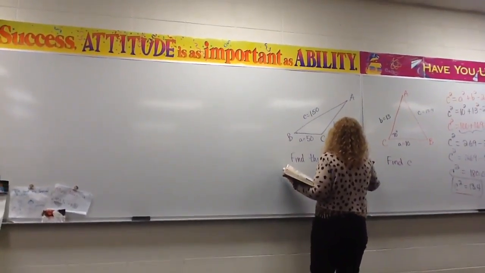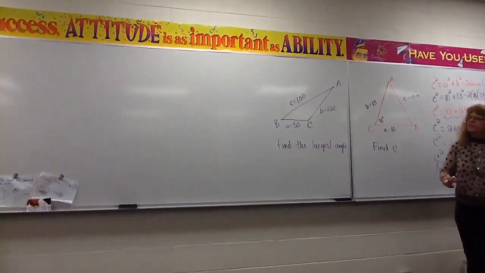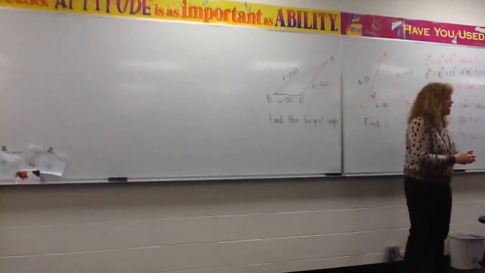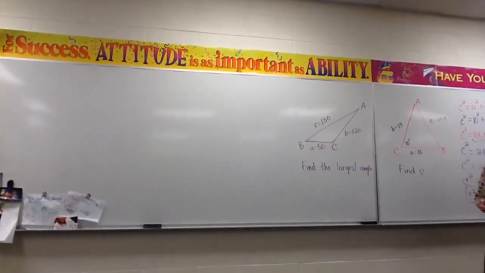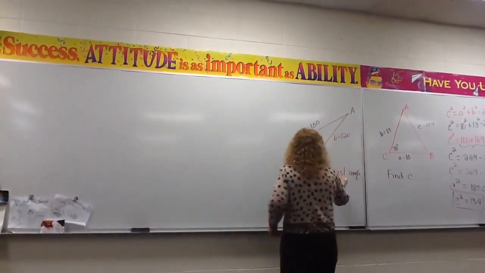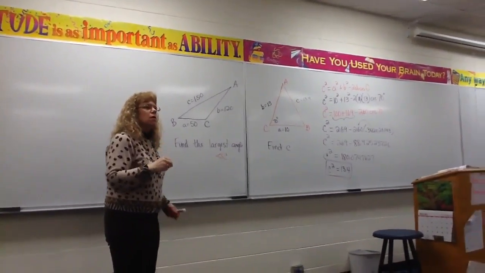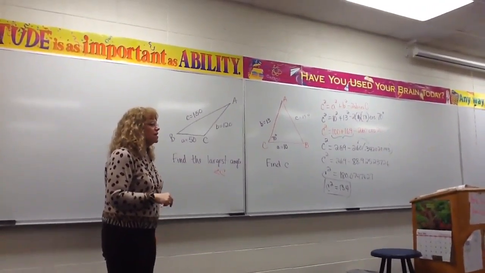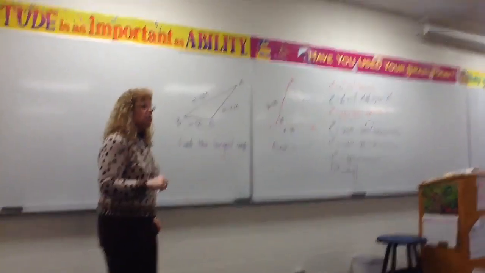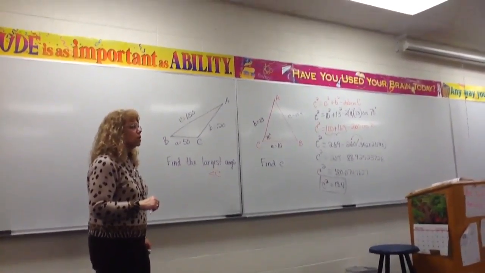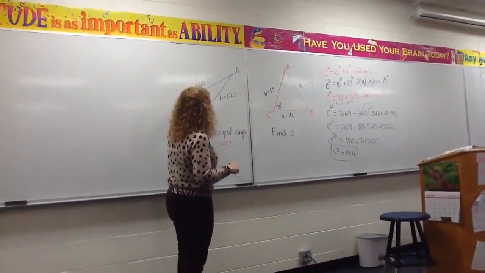Find the largest angle. Well, in this picture, isn't it easy to tell which one's the largest angle? You can obviously see that angle C is the largest angle. What if it wasn't so evident? How would you know which one is the largest angle? The largest angle would be across from the largest side.